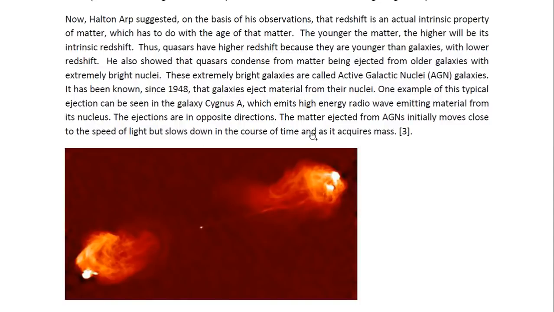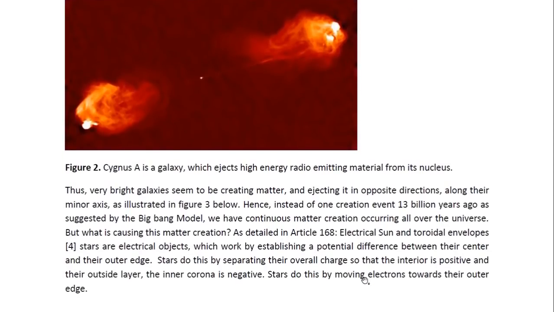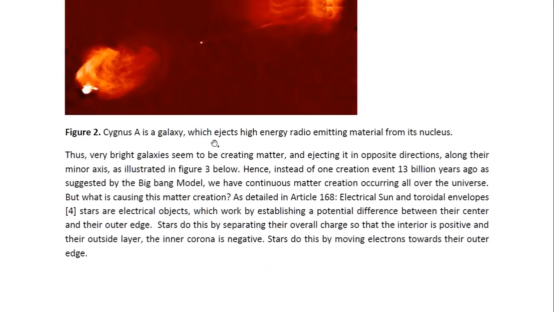but slows down in the course of time and as it acquires mass. Thus, a very bright galaxy seems to be creating matter and ejecting it in opposite directions along the minor axis. And this is illustrated here. So we see a galaxy, and this matter is ejected extremely fast at first, which shows that matter was accelerated to extreme speeds as it got ejected, and then it condenses, it forms quasars. And this matter ejection occurs along the axis of rotation of the galaxy, which is called its minor axis.